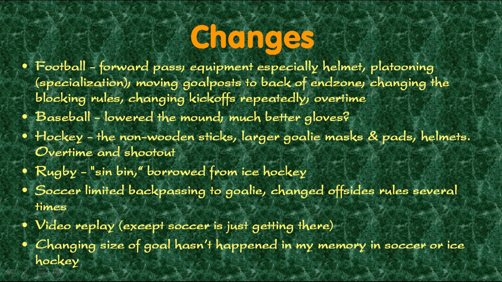How about changes in other sports? In football, the forward pass was something that was hardly used, whether it was illegal or not, I'm not sure, in early American football. The equipment has changed, especially the helmets. Helmets were leather and they had no face guards of any kind at one point. Platooning has been added. It used to be the case that the same 11 guys played offense and defense. But now we have specialization to the point where many players only play on certain downs in certain circumstances. At one point, which is within my memory, we moved goalposts to the back of the end zone to make field goals harder to kick.